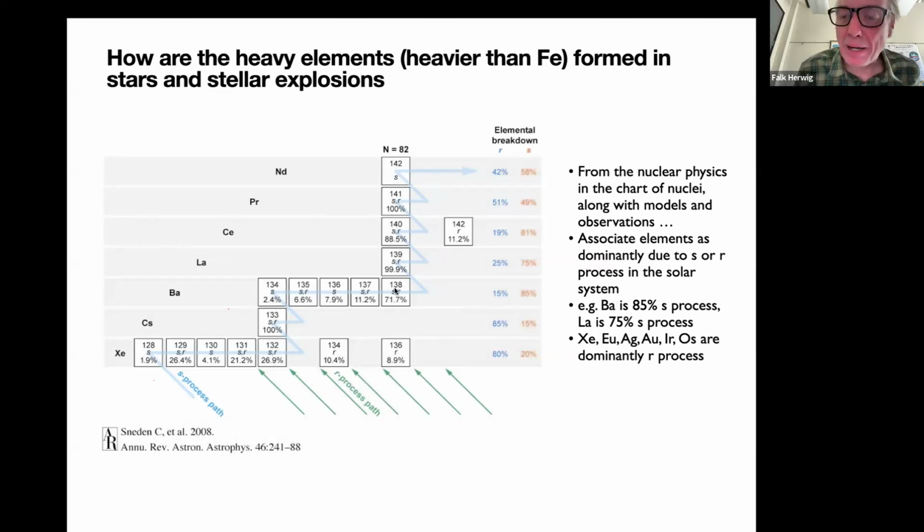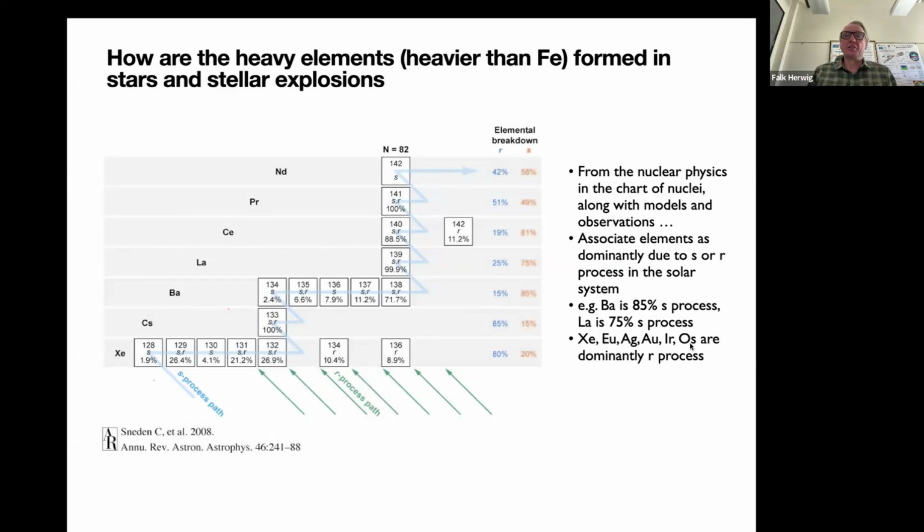or maybe produced by S and R, and by carefully comparing models and the solar system abundance and meteoritic information about the isotopic abundance distribution, we can figure out, in ways that would be another two or three colloquia, what the elemental breakdown is. And so you look at this table and you realize, okay, barium we find is 85% made by the S process, the slow neutron capture process. Likewise, lanthanum has a large S process contribution, whereas elements like cesium or xenon are really dominantly made by the R process. Also, europium, silver, gold, iridium, and osmium are typical examples of R process elements.